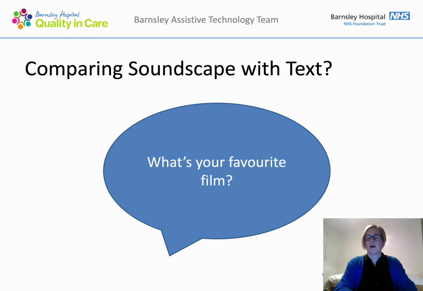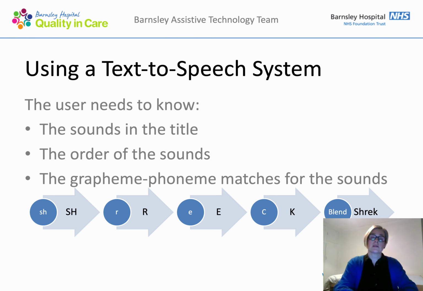I'm now going to think about how Soundscape compares with using a symbol AAC system and a text-to-speech system. We'll think about the idea of somebody asking you your favourite film and how you might want to respond. Using a text-to-speech system, the user needs to know the sounds that are in the title, the order of those sounds, and the grapheme-phoneme matches for the sounds. So in this example, we're using the word Shrek, and they would need the sh, r, e, and k, and then the system could blend those sounds to make the word Shrek.